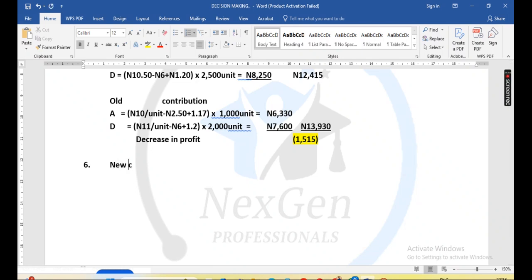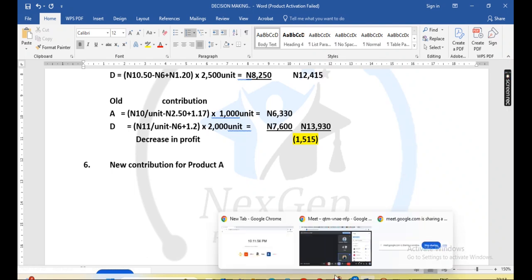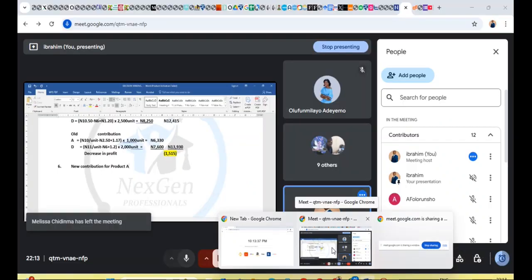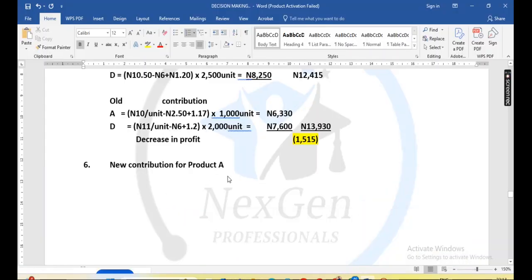New contribution for product A. Class, it is product A, right? Yes, product A. Okay, first, units sold will increase by that amount. So the old unit is 1,000 units.